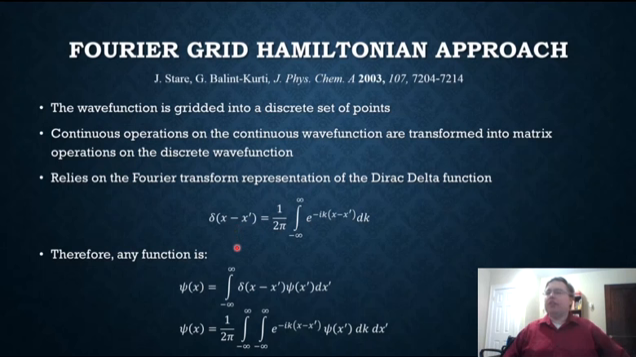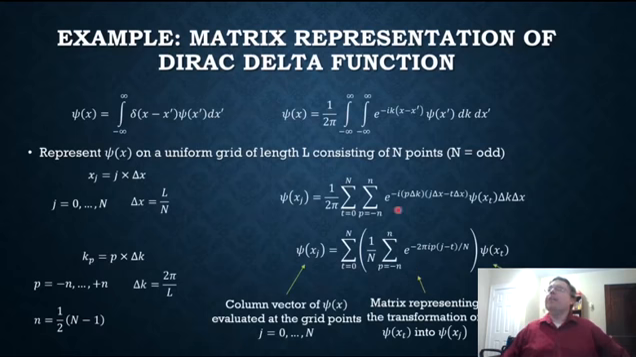So any function can be represented as the integration of the function with the Dirac delta function. So therefore, I can then represent the Dirac delta function itself as a matrix. I take psi, my wave function, and I represent it on a uniform grid of length L that consists of n points. Here, n is chosen to be odd to make sure that we have real solutions to our problem.